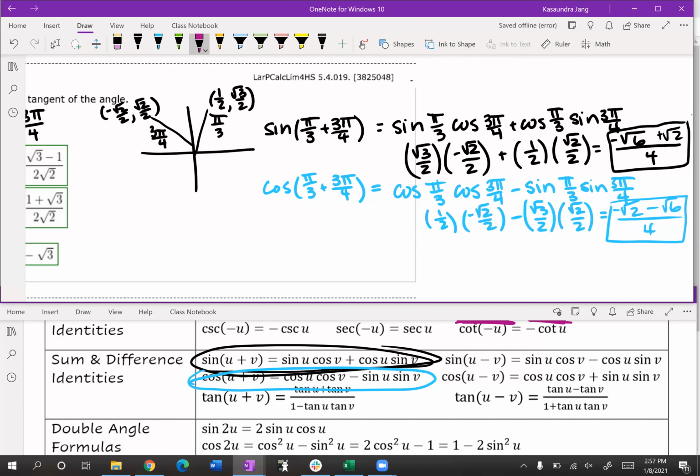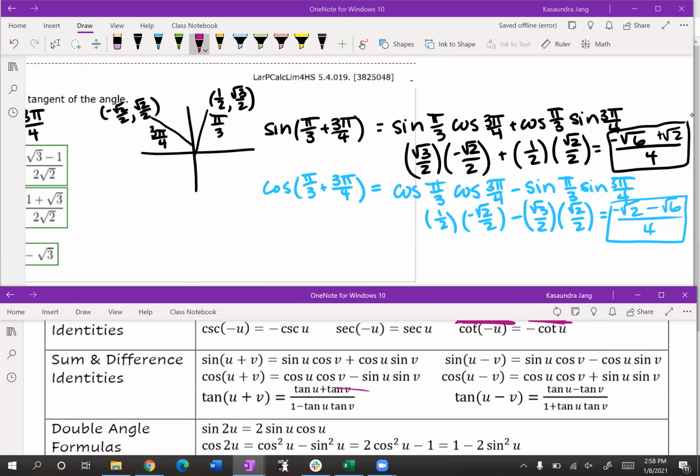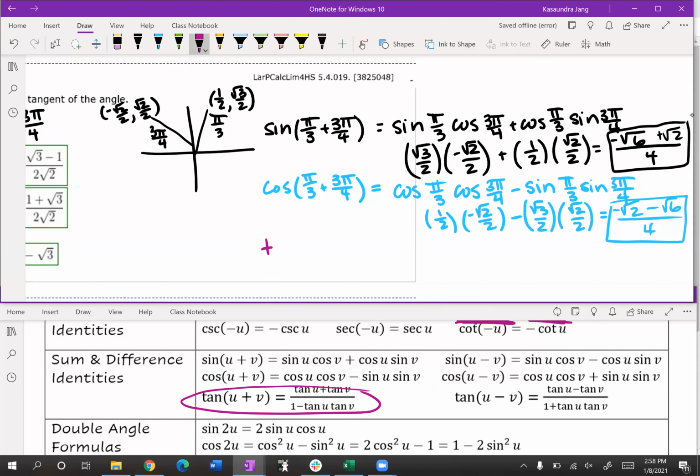All right, and then last but not least here, we're going to do the tangent of pi thirds plus 3 pi fourths. All right, so this one's a messy fraction. That's fine though. Tangent of u, the u being pi thirds, plus tangent of v, so tangent of 3 pi fourths, over 1 minus each of these tangents.